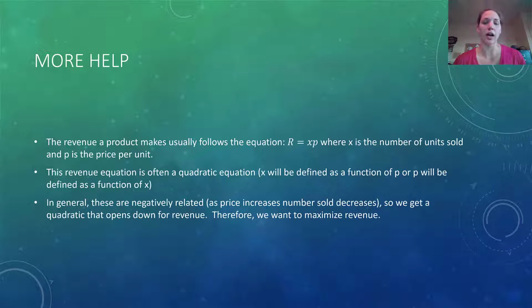And it's often a quadratic because the price will be a function of how many units are sold, or the number of units sold will be a function of price. Very, very often, the number of units sold is a function of price. And so that will make it a quadratic. They're usually negatively related. As price increases, the number sold decreases, right? So we generally get a quadratic that opens down, and we want to maximize it.